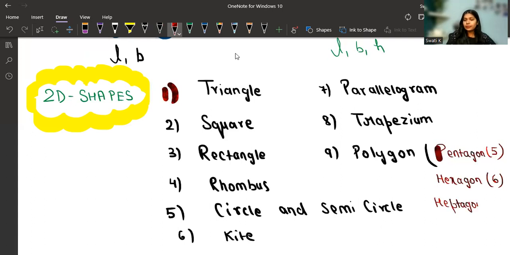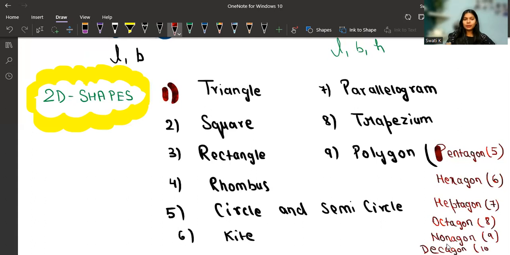It has 7 sides. The next one is octagon, which has 8 sides. Next one is nonagon, which has 9 sides. Next one is decagon, which has 10 sides.